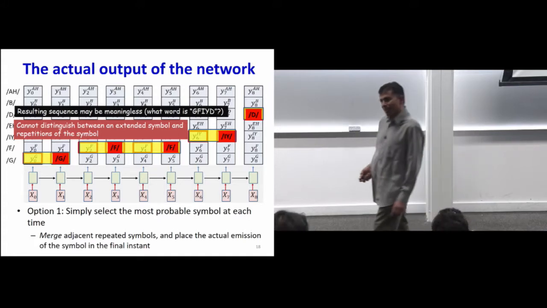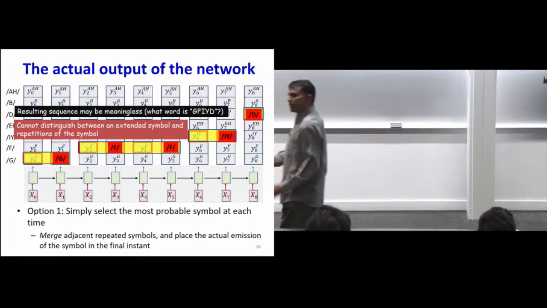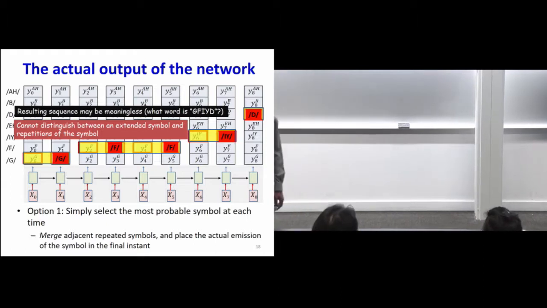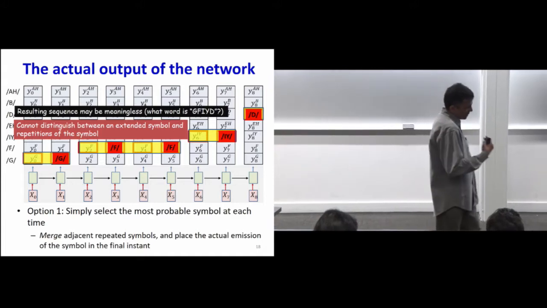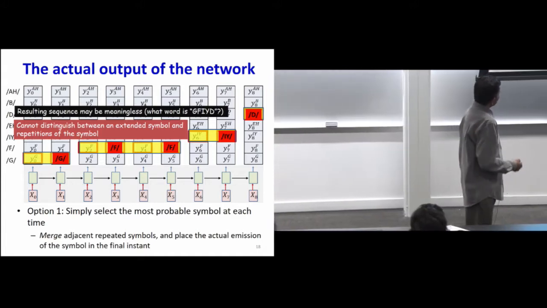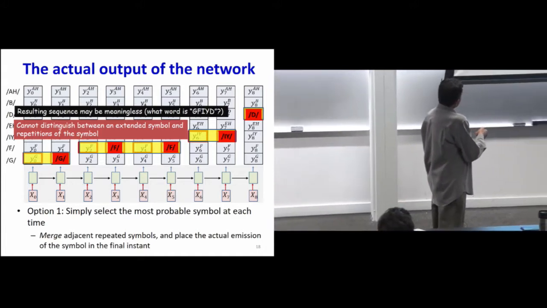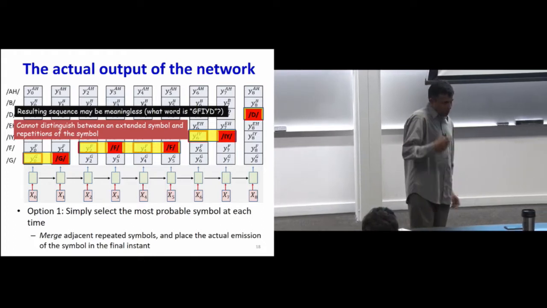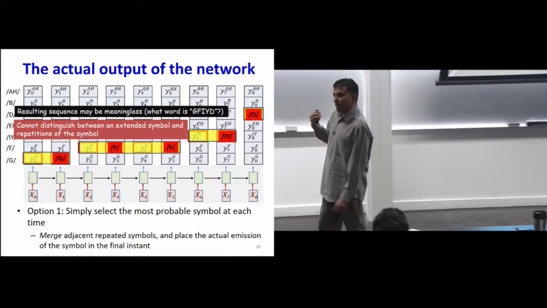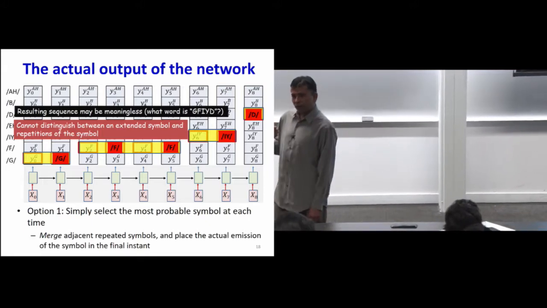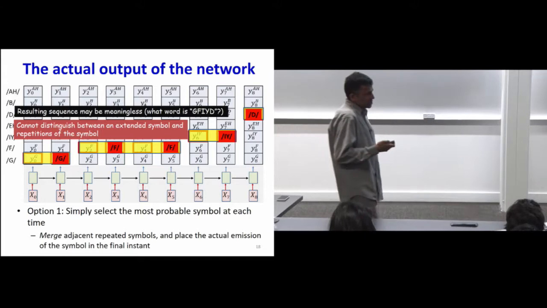So when I patch everything together and say it's only one symbol, I'm basically eliminating the possibility of repetition. And so you cannot distinguish between an extended symbol and repetitions of a symbol. Problem 1. And problem 2, the output may be meaningless. What does this really mean, right? If I'm trying to perform speech recognition.